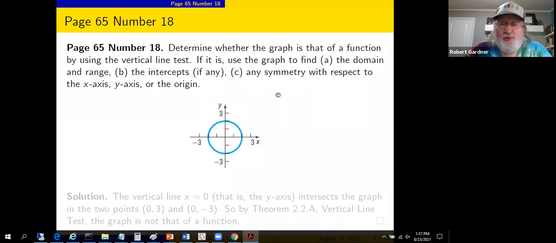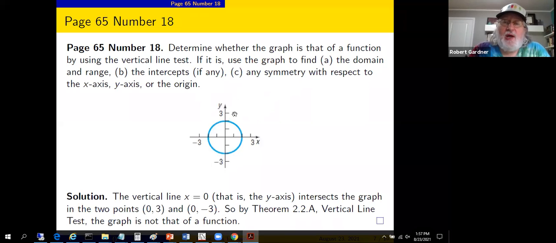Well, it's not a function. You can find a vertical line that intersects the graph of this in more than one point. Take the vertical line x equals 0. X equals 0, that's the y-axis. It intersects at this point and this point, the point 0, 2, and the point 0, negative 2.